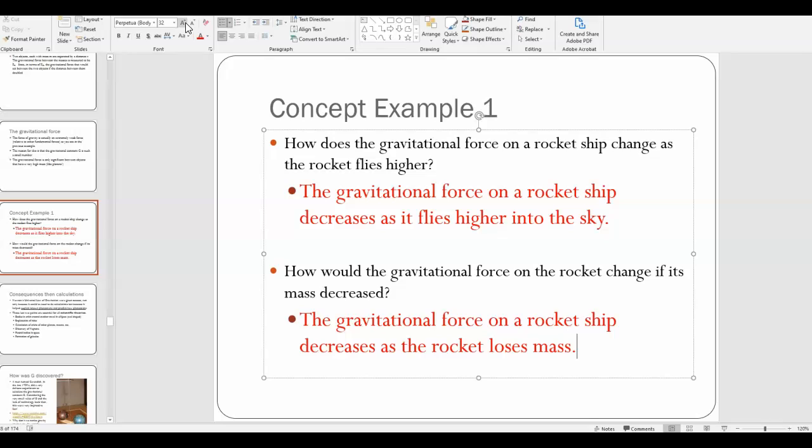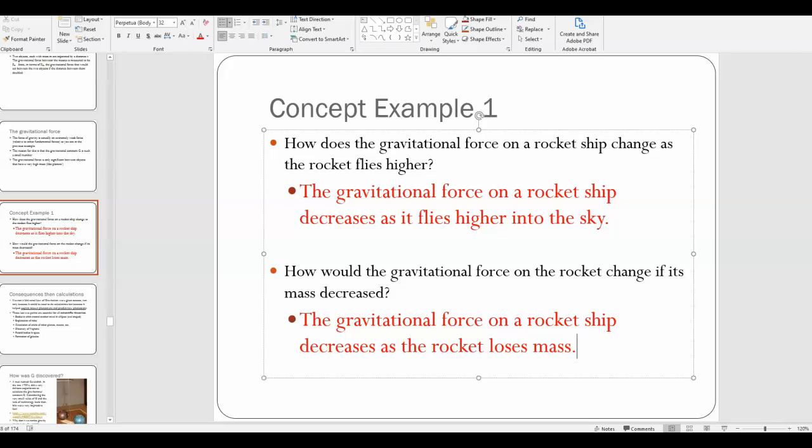You might ask, why would a rocket ship's mass decrease? Well, as it flies up into the air, it's losing fuel. It's burning fuel to have enough energy to propel itself up into the air. So for a rocket blasting off from the ground, the gravitational force on it is weakening both because it's going farther from the Earth and also because its mass is decreasing. Just a little conceptual question there.